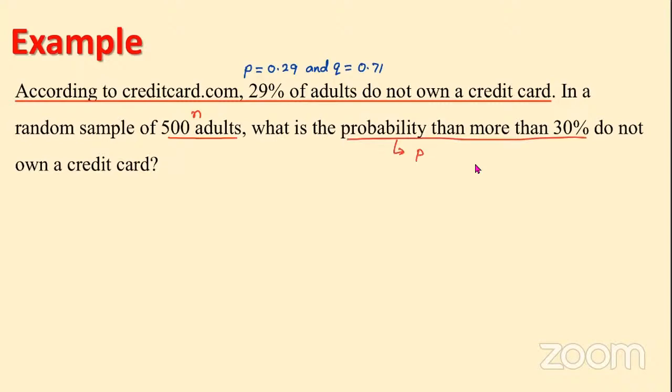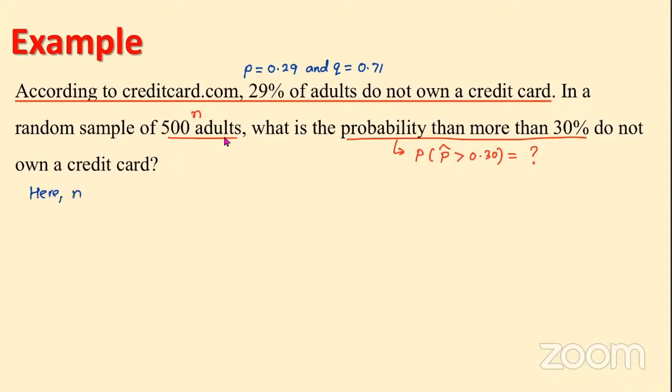We want the probability that the proportion in the sample of 500, so p hat, is greater than 30% or 0.30, is equal to how much? You can see there is the information about the population. We have the sample size. What we can do is quickly check how much n times p and n times q are here.